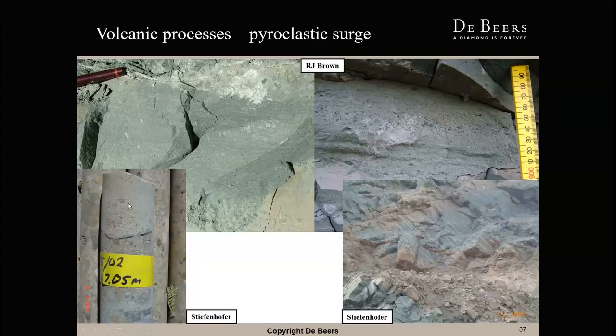Bottom left is an example of a surge in Voorspoed. This is an example of some low angle crossbeds in surges from Zhuaneng. And here is another rotated block from the tuff ring, which fell into the crater. You can see the very prominent bedded units in there.